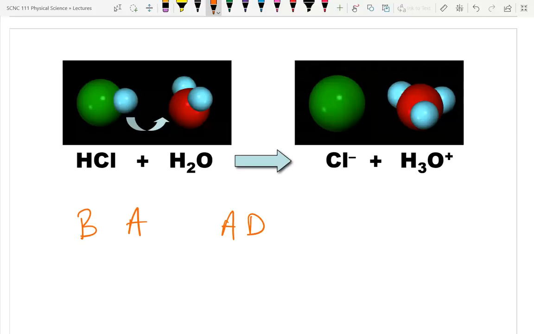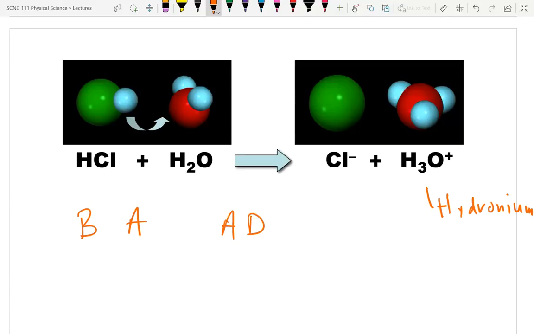Here we have a chemical reaction. You put hydrogen chloride mixed with water, and you'll have a chemical reaction where the H and Cl separate, and you form H3O, hydronium. So the name for this thing here is hydronium. The hydronium has an extra hydrogen on it.